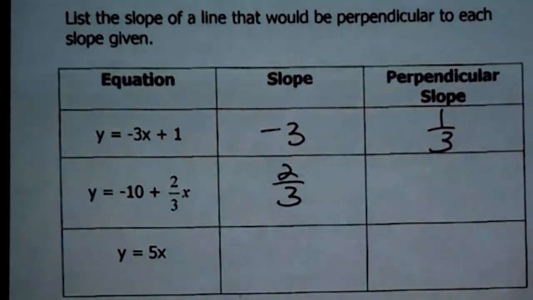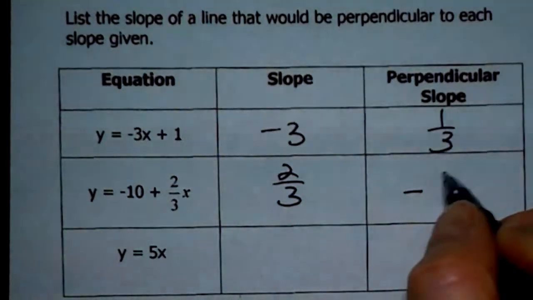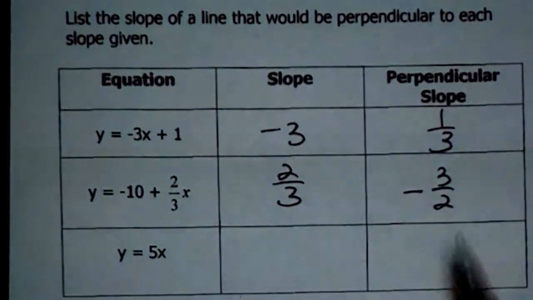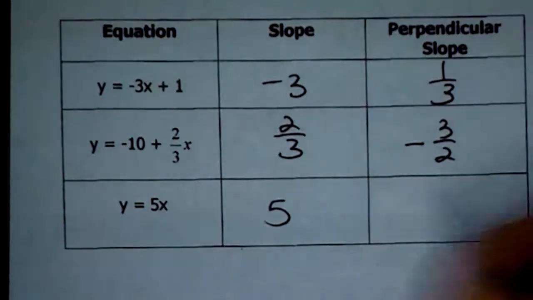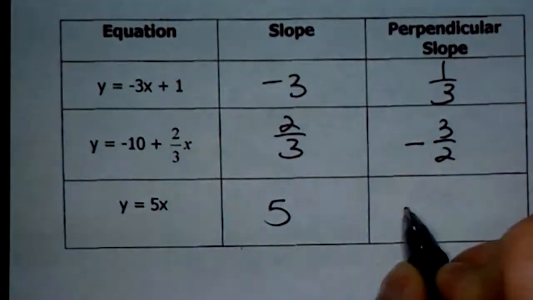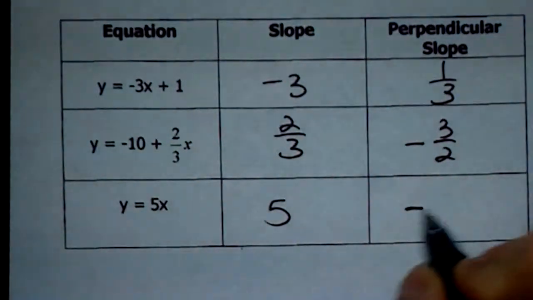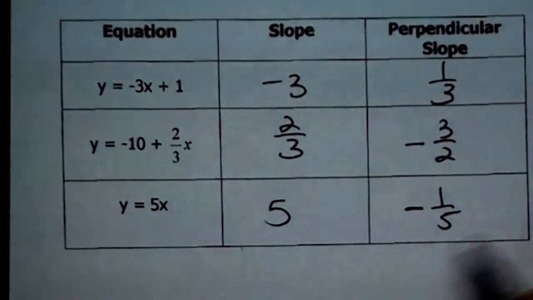Opposite reciprocal. It's a positive 2/3. I'm going to make it negative. That's what opposite means. And the reciprocal of 2/3 is 3/2. So that would be the perpendicular slope. Last one here. The slope of this would be 5. Opposite reciprocal would be negative, because that's positive, and the reciprocal of 5 is 1/5.